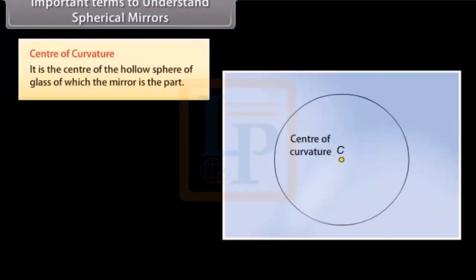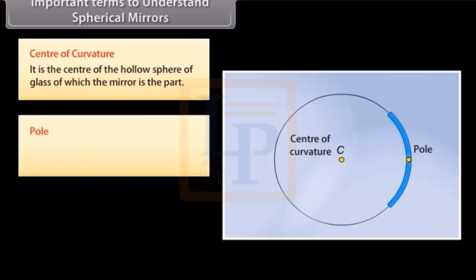Important terms to understand spherical mirrors. Center of curvature. It is the center of the hollow sphere of glass of which the mirror is a part. Pole. The center of a spherical mirror is called the pole.